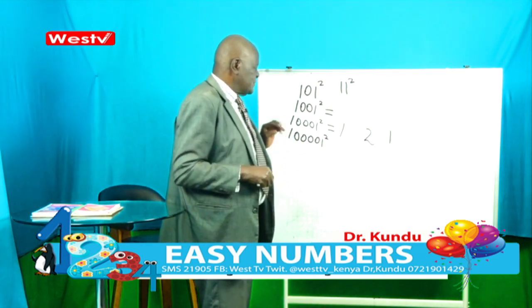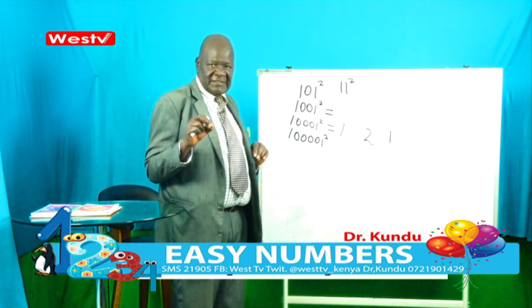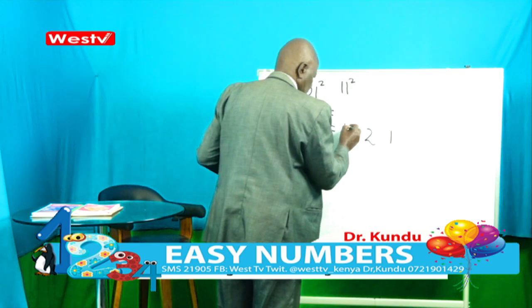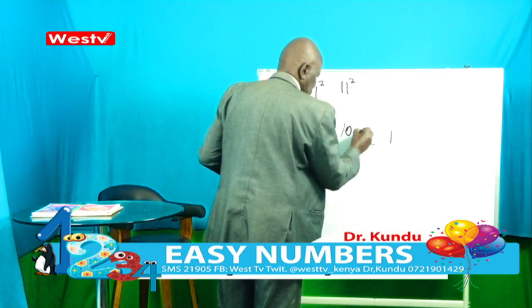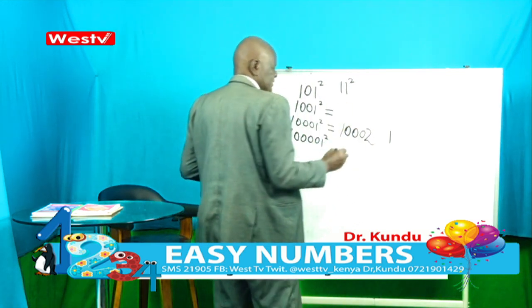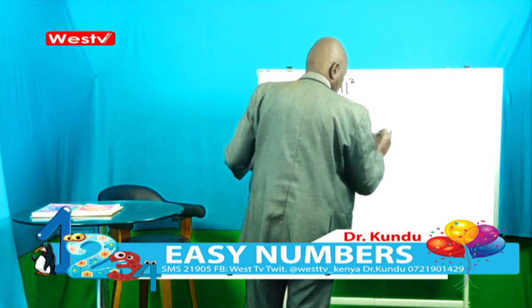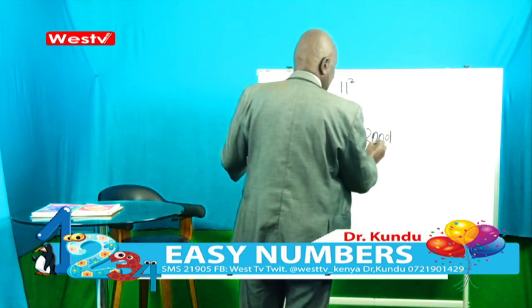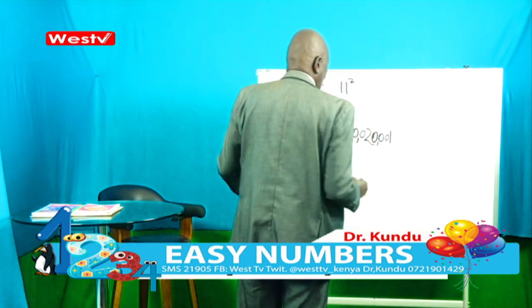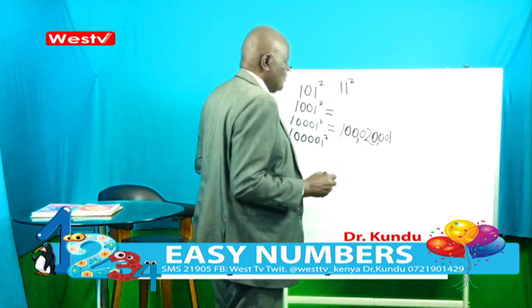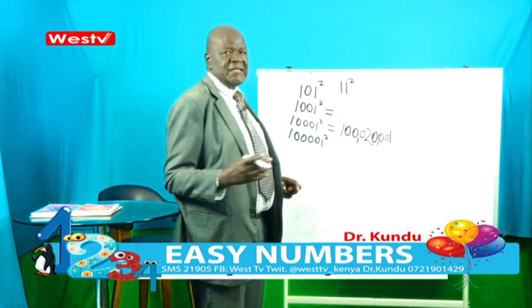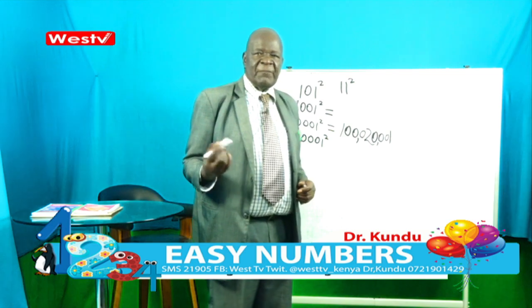So 10,001 has 3 zeros in the center. So you bring 3 zeros on the left of 2, 1, 2, 3, and then you bring 3 zeros on the right of 2, 1, 2, 3, and then when you punctuate this one, you will find something like 100,020,001. And any child can do this mentally.